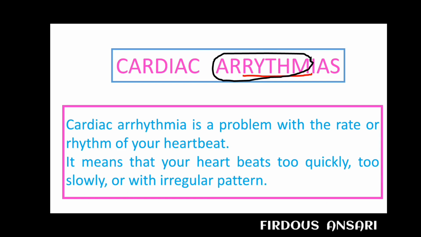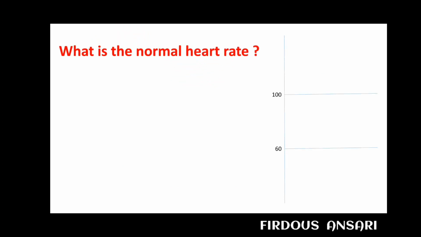Next, we shall check what exactly happens in a normal rhythm, and then we can correlate it with what happens during a cardiac arrhythmia. So first of all, what is a normal heart rate? A normal heart rate should be between 60 to 100 beats per minute. If the heart rate is less than 60 beats per minute, we call it bradyarrhythmia, and if it goes more than 100 beats per minute, we call it tachyarrhythmia.